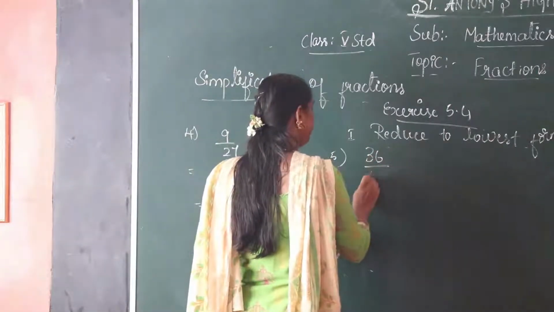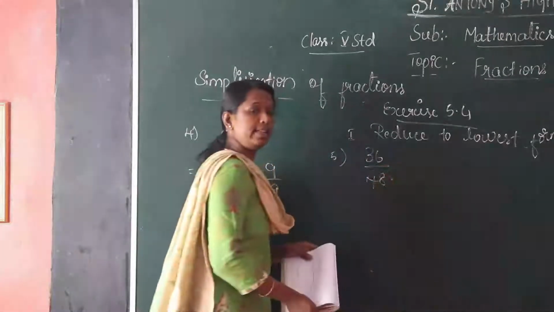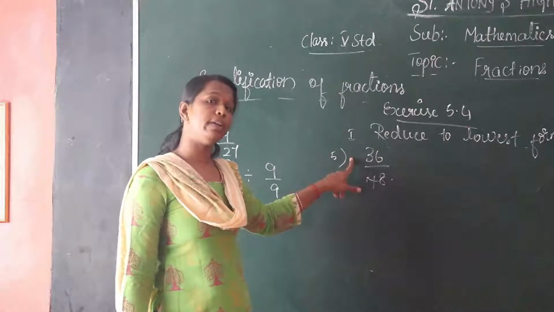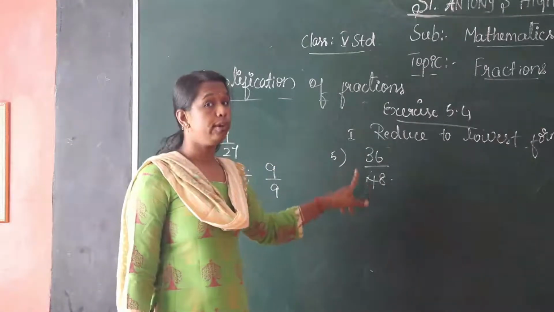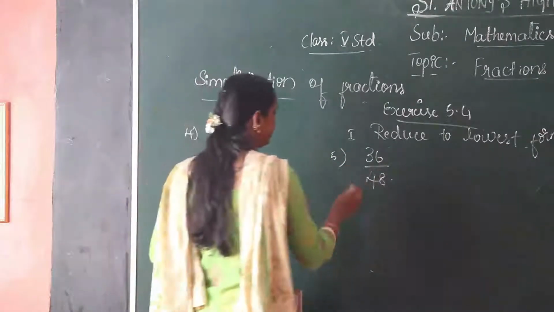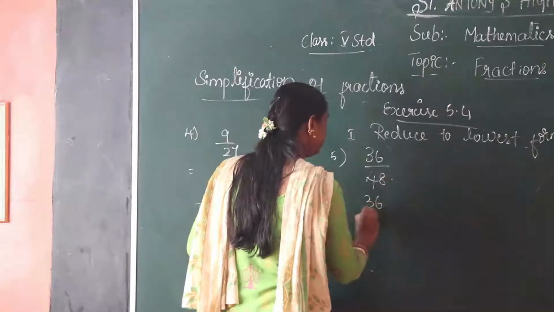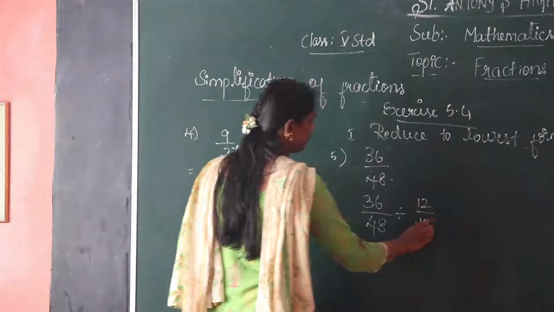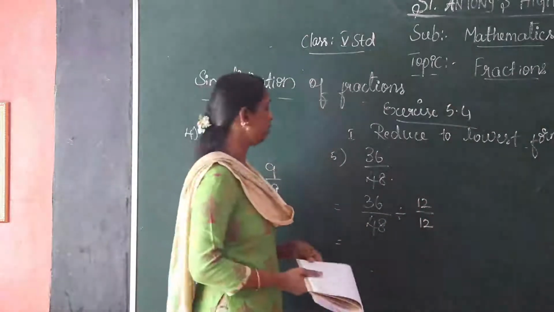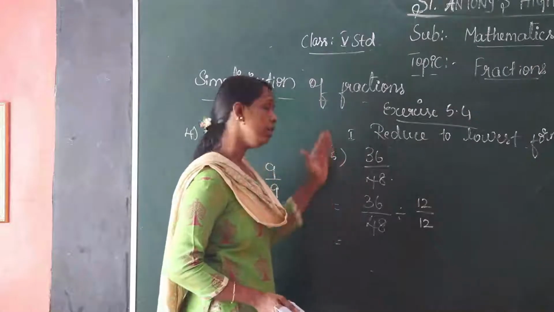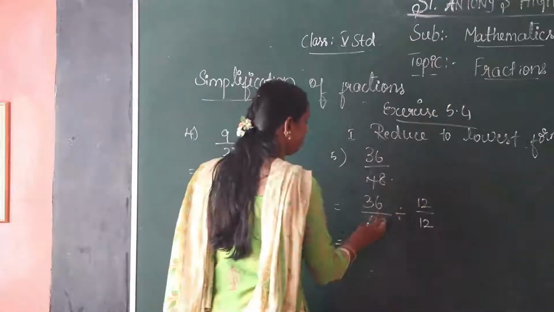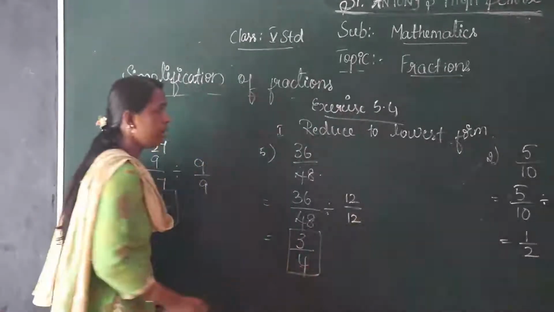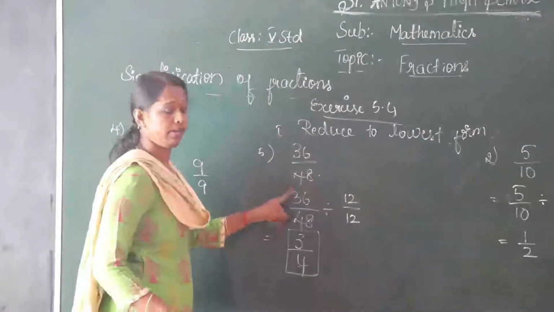Next, 36 by 48. So it is in the table, you know that, the 12th table. So 12 ones are 12, 12 twos are 24, 12 threes are 36, 12 fours are 48. And then divide both numerator and denominator by 12. So 12 3s are 36, 12 4s are 48. So 3 by 4 is the lowest form of 36 by 48.